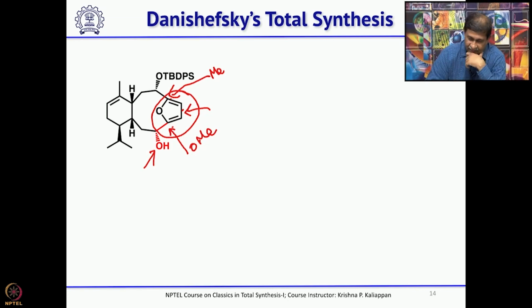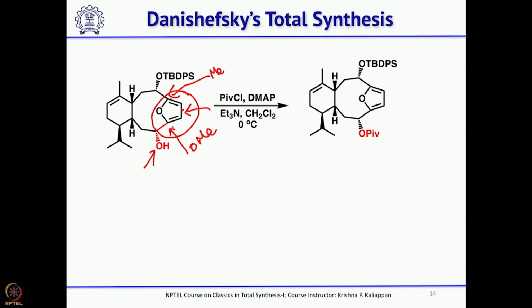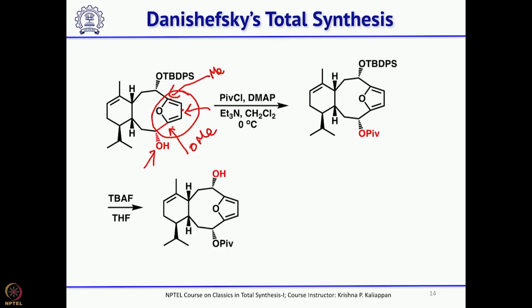Okay. So what did they do? Before you do this, you need to protect the newly formed hydroxyl group. Okay. So that was protected as pivalate ester by treating with pivaloyl chloride. Then you can remove the TBDPS group. Okay. So standard TBAF, tetrabutylammonium fluoride treatment will remove the TBDPS to give the corresponding alcohol.